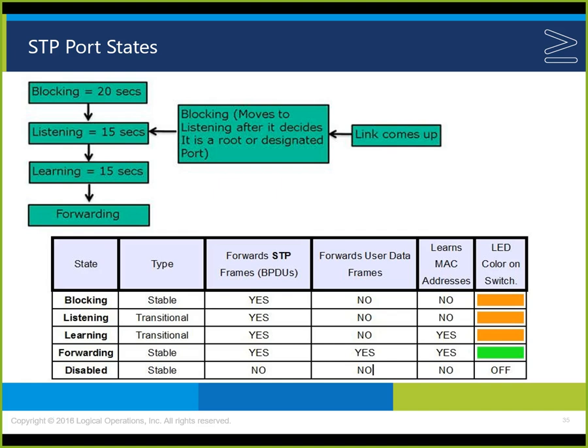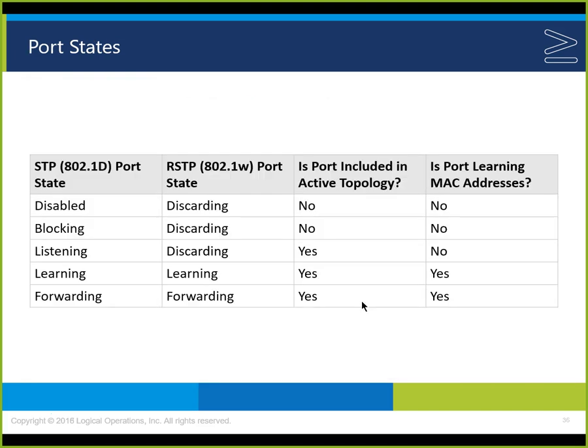And then, do they forward BPDUs? Everything except disabled, which is shutdown. It forwards user frames only when we get to forwarding, and then learns the MAC addresses. In the learning state, it learns the MAC addresses, and then forwarding learns the MAC addresses. The LED colors are amber, amber, amber, and then green when we actually get to forwarding state as it goes through the process to get to these things.